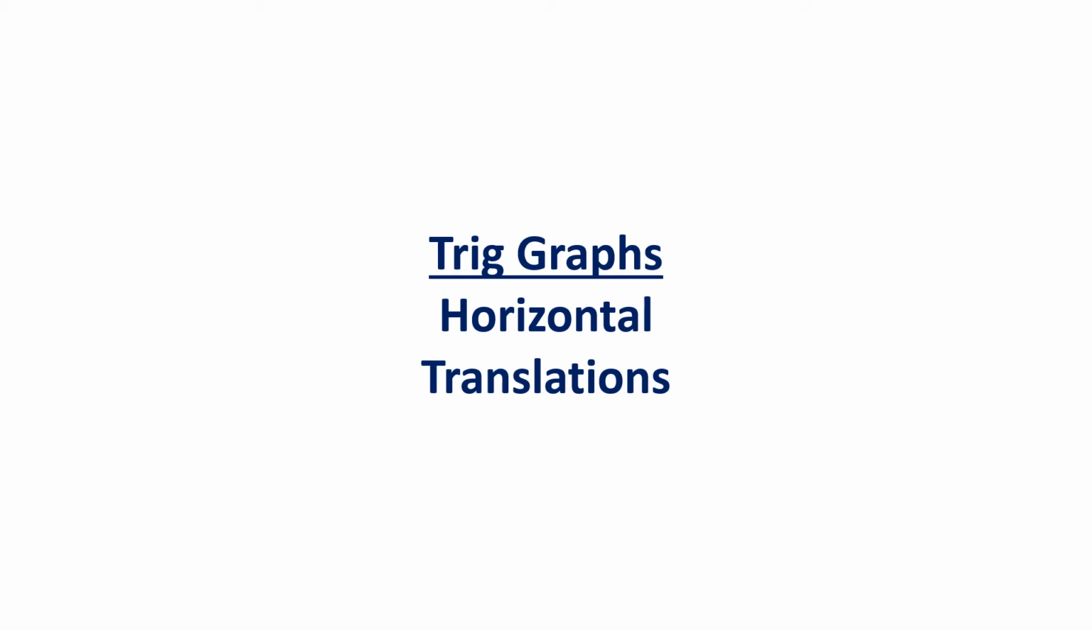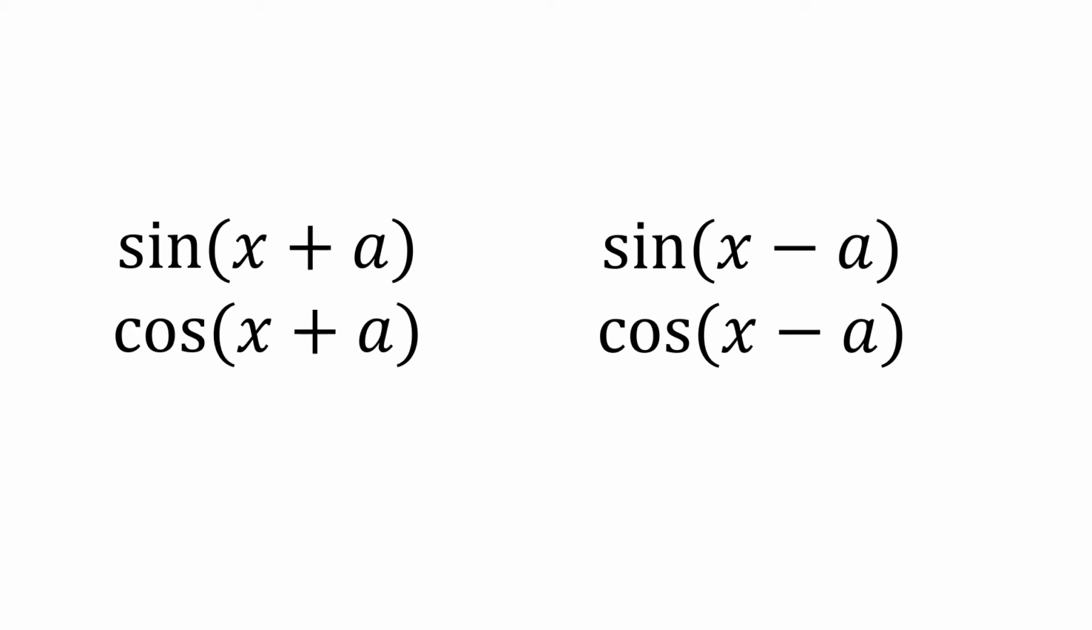In this video, we're going to have a look at trig graphs again, and this time we're going to have a look at horizontal translations, when we can move the trig graph right and left. Okay, so we can boil this down to one fact here. Usually we'll try and show you this interactively, but what we've got here are two scenarios where we could have sine of x plus something inside a bracket and sine of x minus something inside a bracket. Similarly, cos of x plus something and cos of x minus something.